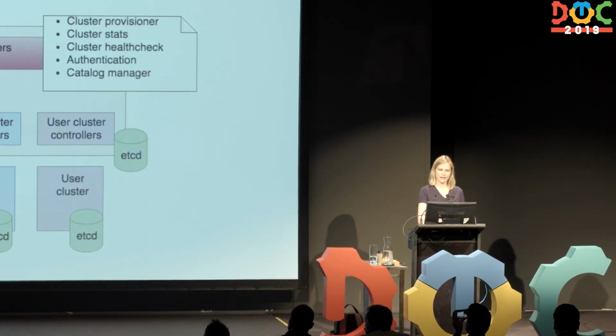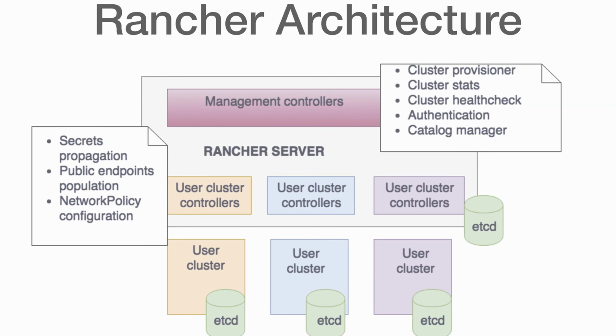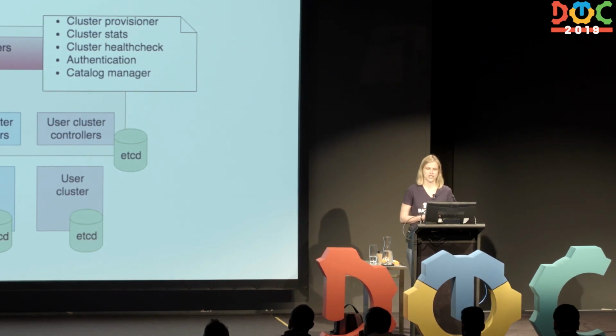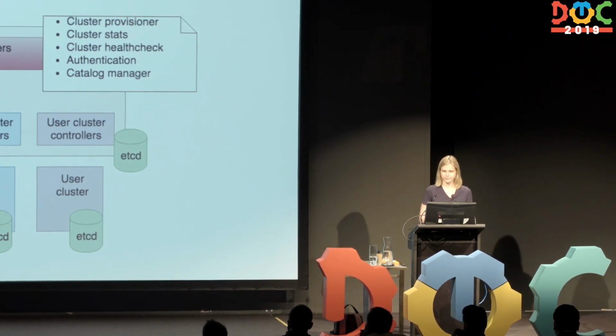And here's a little bit about the architecture. We have management controllers that manage the user clusters, and each user cluster has its own set of controllers that run on the user cluster side. And there's a bunch of pieces that manage certain functionality, like secrets propagation, monitoring, authentication, and the catalog.